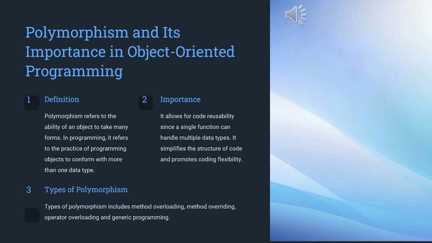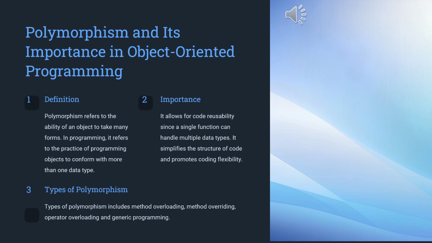Now let's talk about the types of polymorphism. First of all, compile-time polymorphism involves the use of function overloading and operator overloading. Function overloading enables the creation of multiple functions with the same name but different parameters. On the other hand, operator overloading allows the customization of operator behavior for different data types. Now, runtime polymorphism is achieved through method overriding and virtual functions. Method overriding allows a subclass to provide implementations of methods inherited from the superclass. Virtual functions ensure that the appropriate method is called based on the actual object type at runtime.